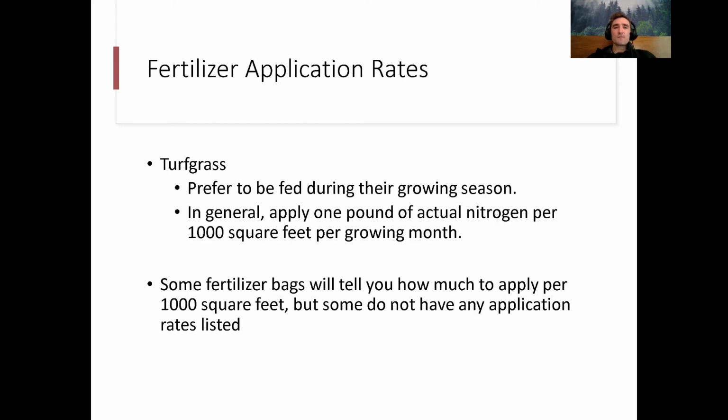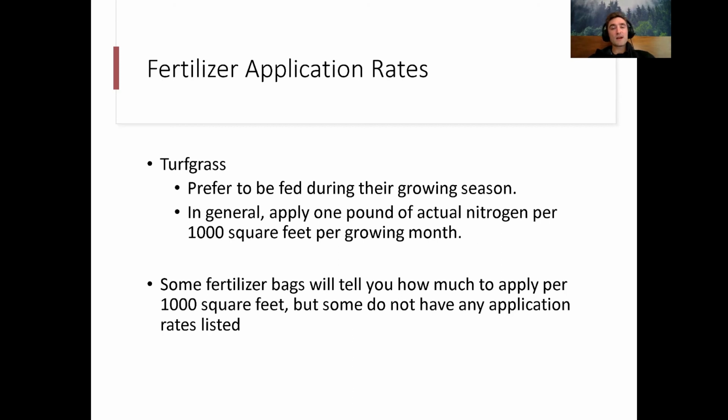So there's a few rules of thumb that you'll pick up over time as you apply fertilizer. The standard rule of thumb when we look at grass in particular is that turf grass prefers to be fed during the growing season. So we have cool season and warm season grasses. So you only give the fertilizer when it's growing. And in general, we want to apply 1 pound of actual nitrogen per 1,000 square feet per month that it's growing. So there's some things you got to figure out here, isn't there?